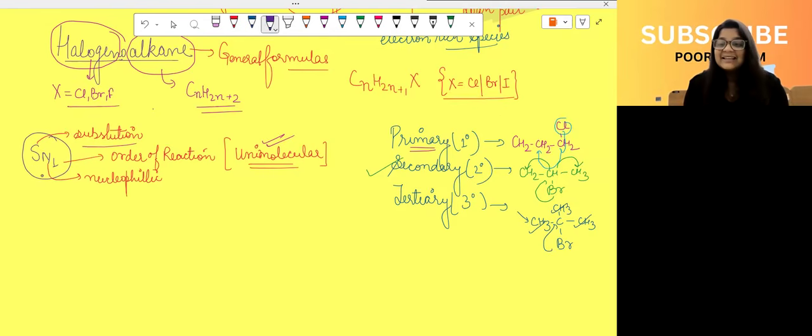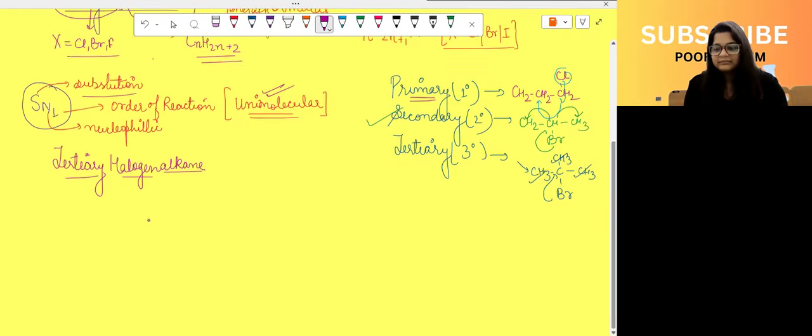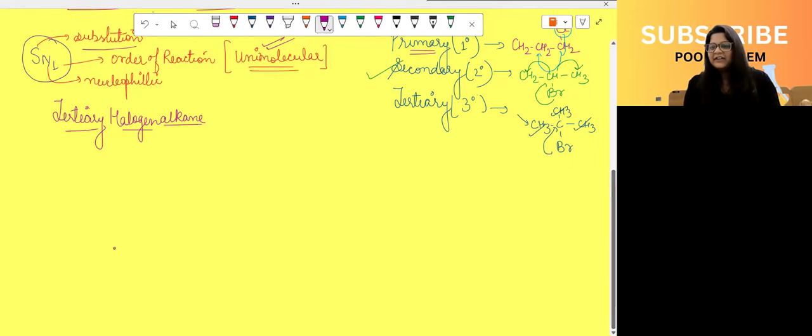Now, the SN1 reaction is shown by tertiary halogenoalkanes. That means the one in which the halogen is attached to a carbon, which is further attached to 3 carbons. Correct? Before we dive into this SN1, more importantly, let's do one more thing, which is basically called carbocation.